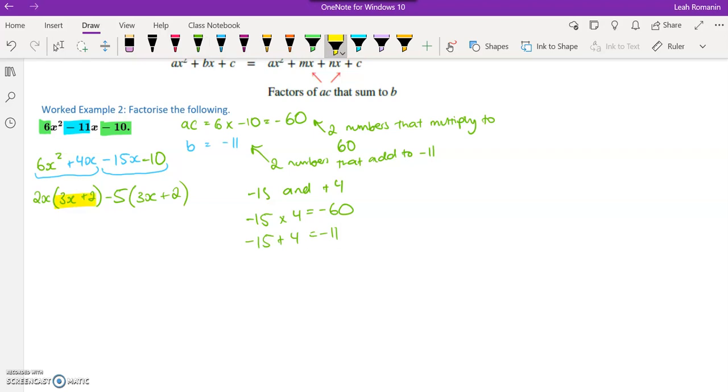And again, we've conveniently ended up with the same brackets. So we're going to take out our common factor of 3x plus 2, and then the leftovers, the 2x minus 5, come into a separate bracket over here.